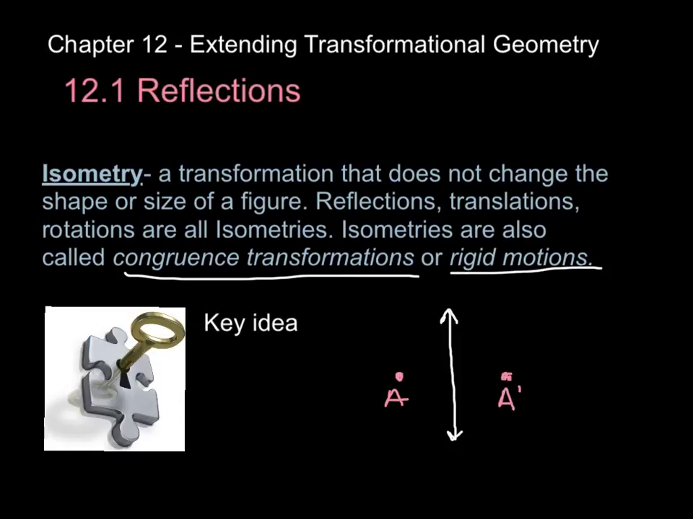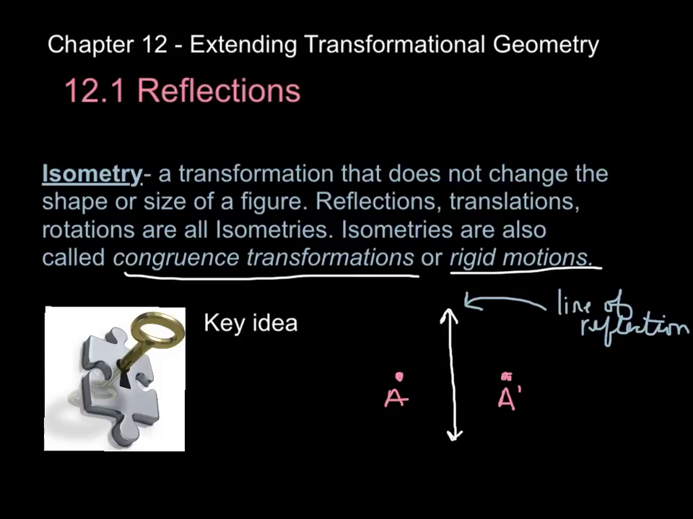Now this is just review, so you do not need to write this down, but if you remember, a reflection is a transformation across a line called the line of reflection. So this white line right here is called the line of reflection. The line of reflection is the perpendicular bisector of each segment joining each point and its image.